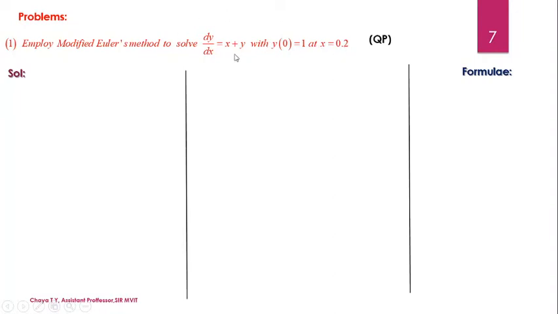So now what we do first is consider the given expression. We have it as dy by dx. Denote the given expression as f of x, y, which is equal to x plus y, with x naught value here 0 and y naught is 1.